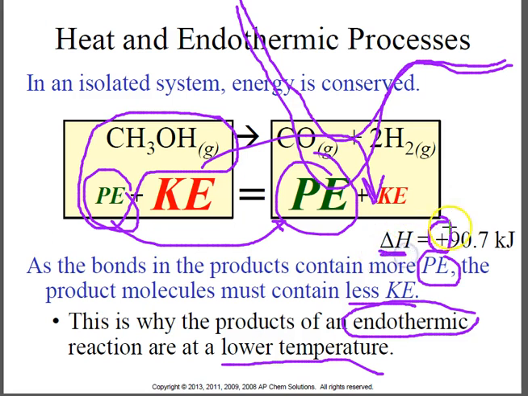Notice your sign here, your delta H, this is how we measure the energy coming in and out of a system, is positive. And we'll be more specific about delta H later, but I want to focus on the sign here. The sign is positive because the energy has to come in for that potential energy to go up. Where did that energy come from? It came from the kinetic energy or the temperature. So the temperature is going to go down.